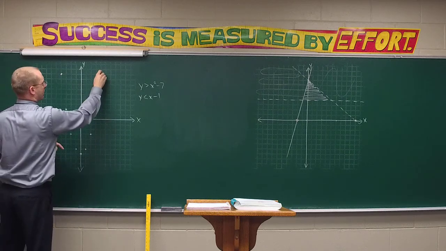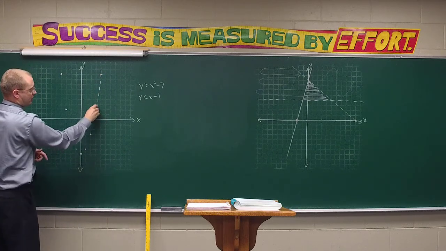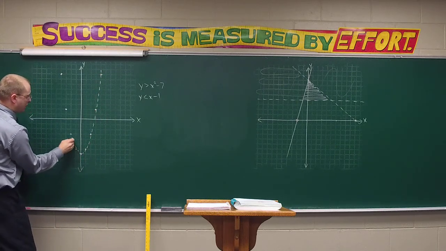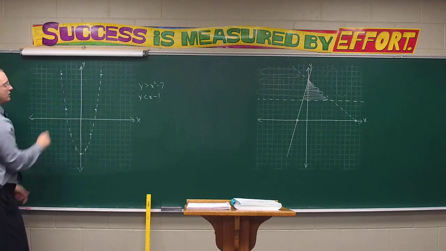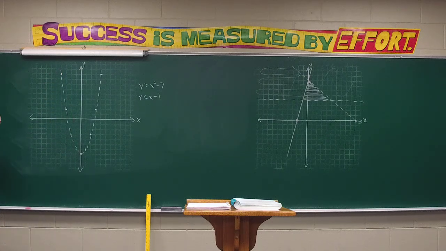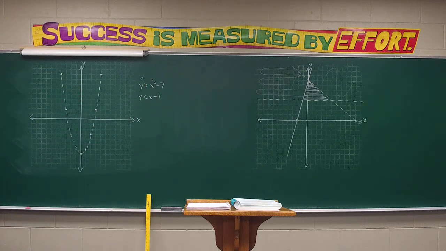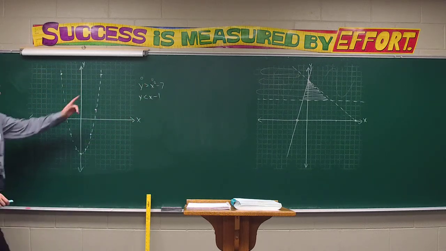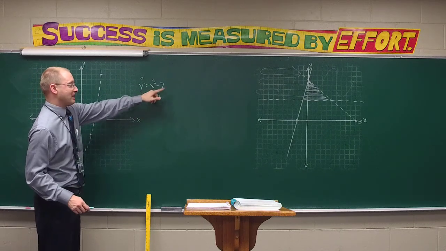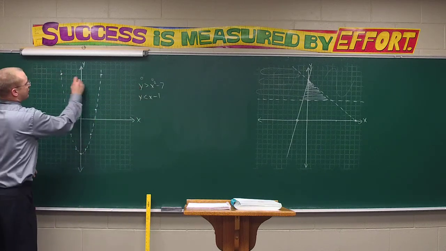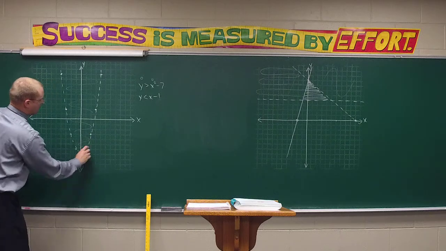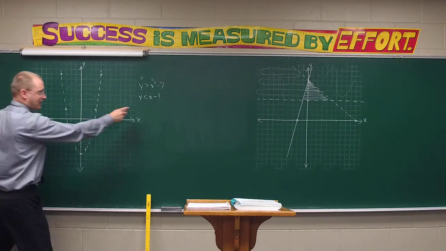All right, so dashed line. Okay, so something like that. Let's try the origin, see if 0, 0 works. Does it work, class? Yeah, 0 is greater than 0 minus 7, or 0 is bigger than -7. So everything in here preliminarily is shaded. Let's run the line here as well.